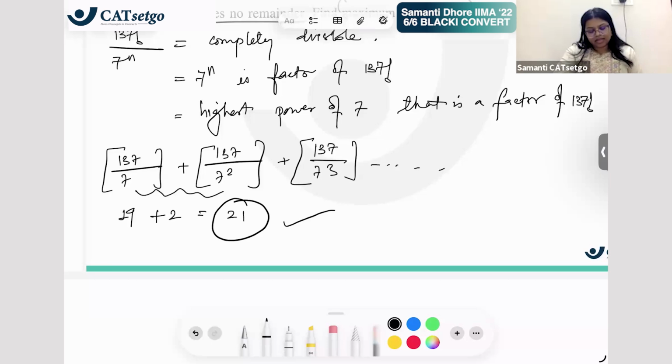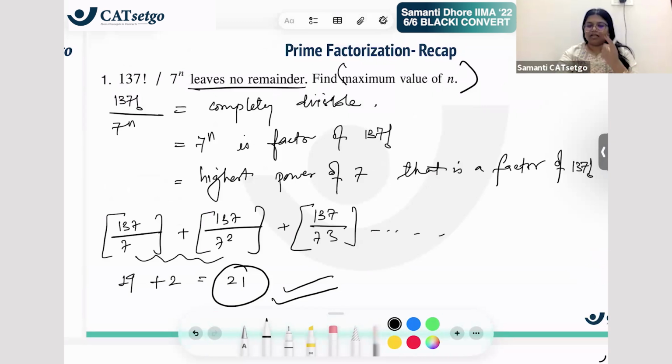That is 21. So what is the highest value of the power of 7 that divides this? 21. So the highest value of n is 21. This means 137 factorial will be divided by 7, 7 square, 7 cube, and so on and so forth. So n can have many values, but the highest value will be 21. Fair? Understood? 21 was the answer I saw on the chat.